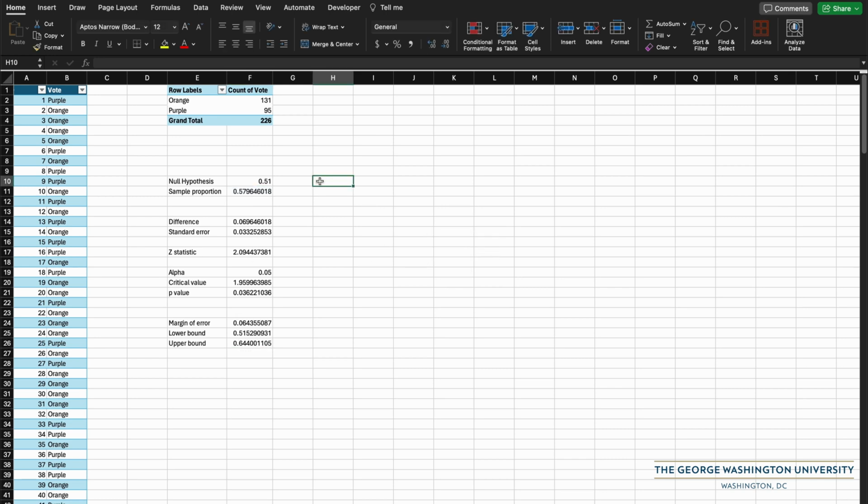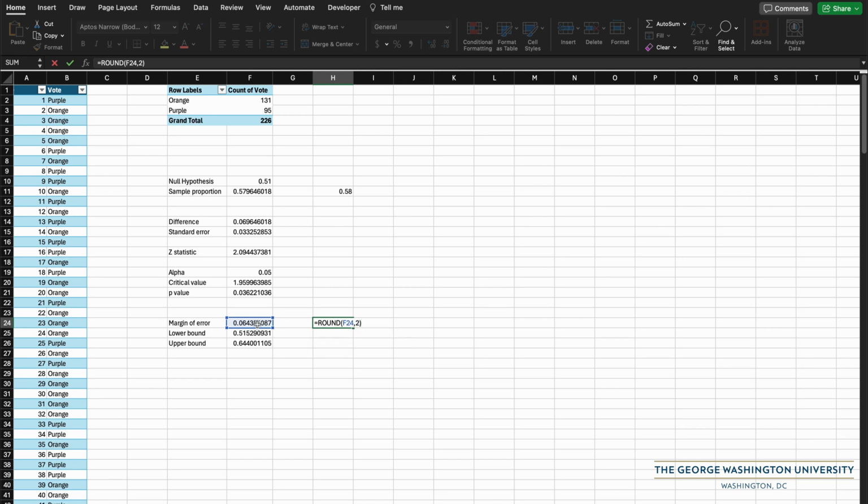Now what I might want to do is just to do a bit of rounding. So I'm going to go down here, column F, and let's do this sample proportion. I'm going to say equal round. And then I'm going to click on my 0.579, comma, let's do 2 decimal places. And I'm going to do the same for my margin of error. So equals round. I'm going to click on the 0.06, comma 2.